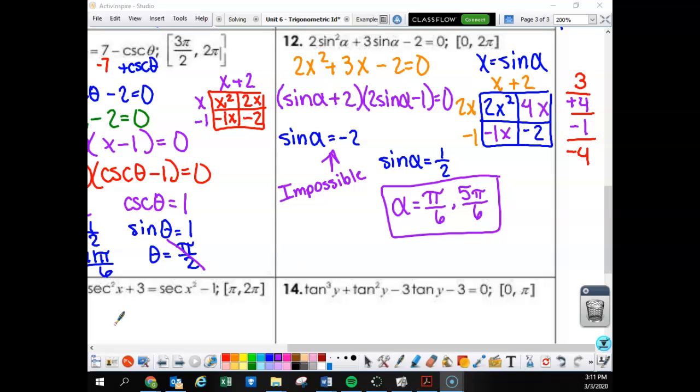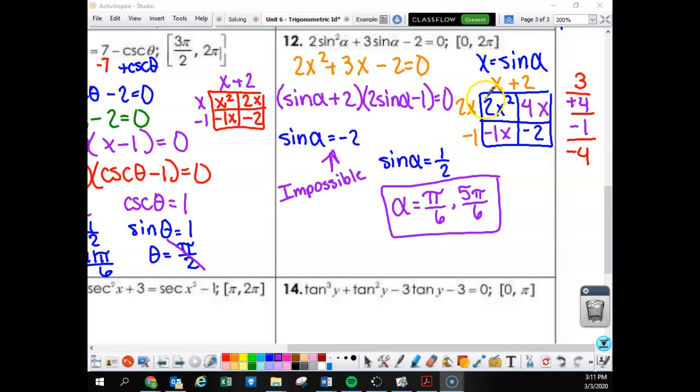So 2x squared plus 3x minus 2 equals 0. I replaced sine of alpha with x, and so I made it 2x squared plus 3x minus 2 equals 0. So I came over here with the box method to factor it out. Remember, don't forget to multiply these down diagonally. So I need two factors of -4 that add up to 3, and that was 4 and -1. And then you figure out the outside.